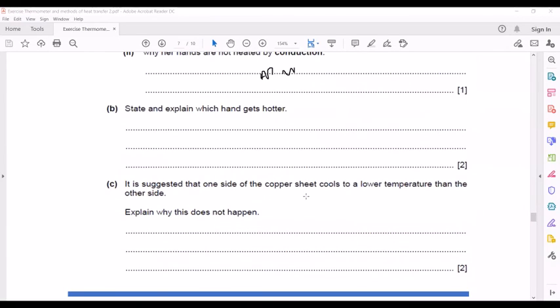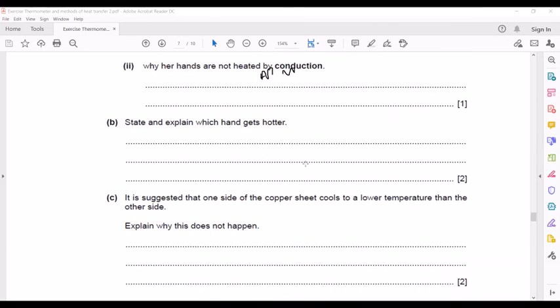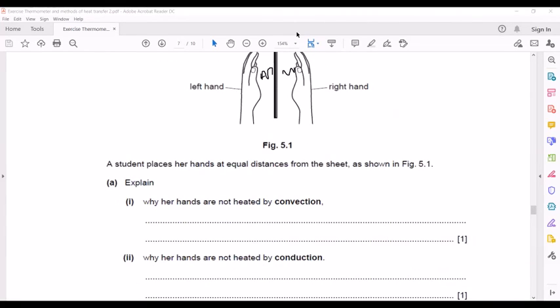It is suggested that the copper sheet cools to a lower temperature than the other side. Why does this not happen? Because copper is a conductor. If it's a conductor, the energy will transfer from one end to another. Because this is copper.